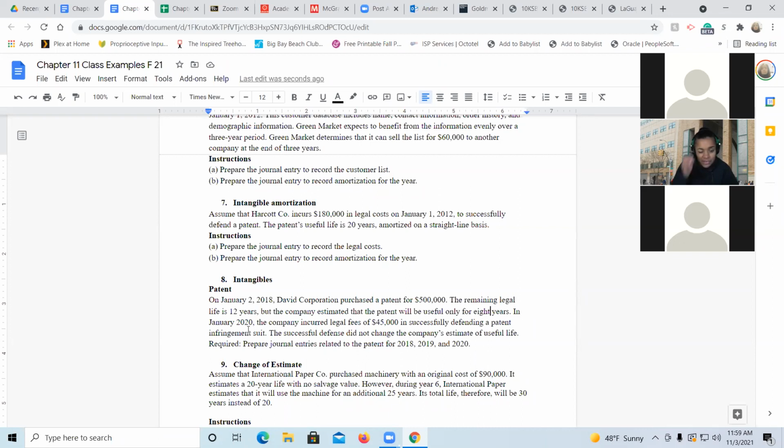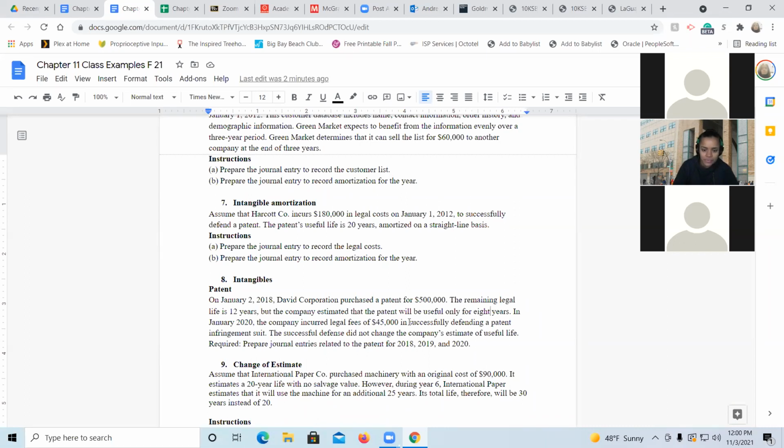In January 2020, the company incurred legal fees of $45,000 in successfully defending a patent. Here you have to cast your mind back to chapter 10, where we spoke about the acquisition of intangibles. In that chapter, it said that you can capitalize, meaning make into an asset, the legal expenses related to successfully defending a patent. If you're unsuccessful, you can't capitalize it, because that means you weren't actually able to defend your patent, so there'll be no future benefits from your patent.